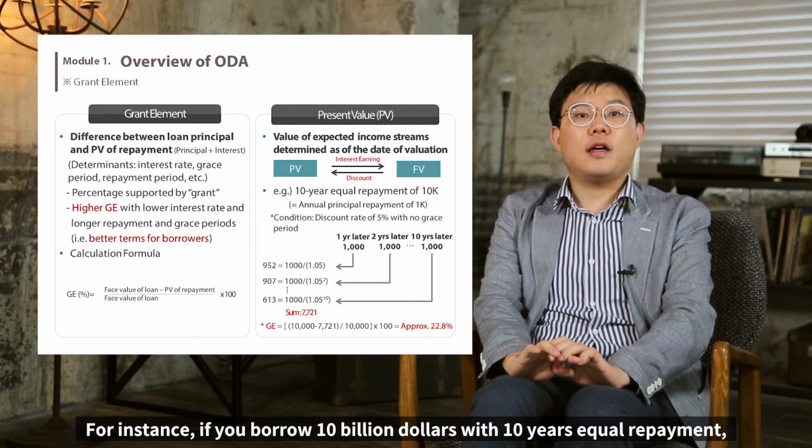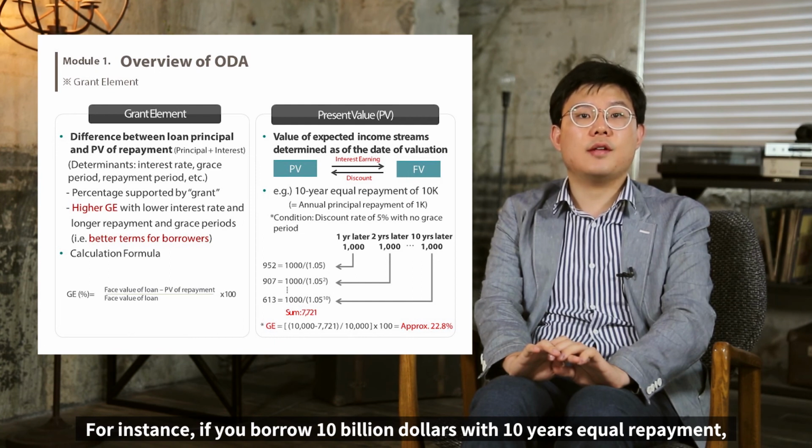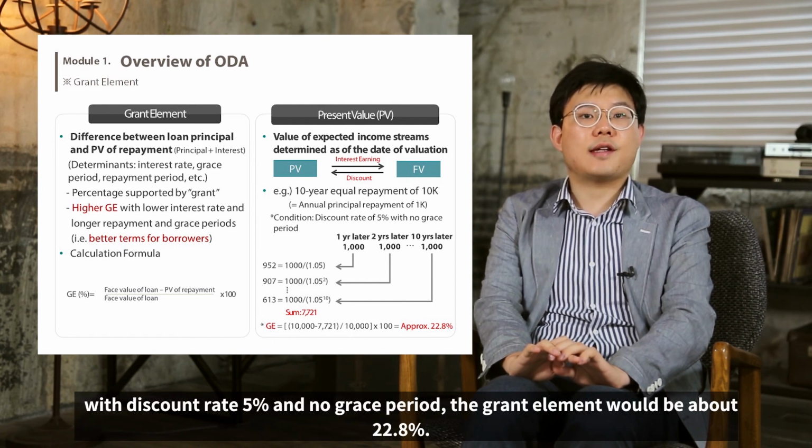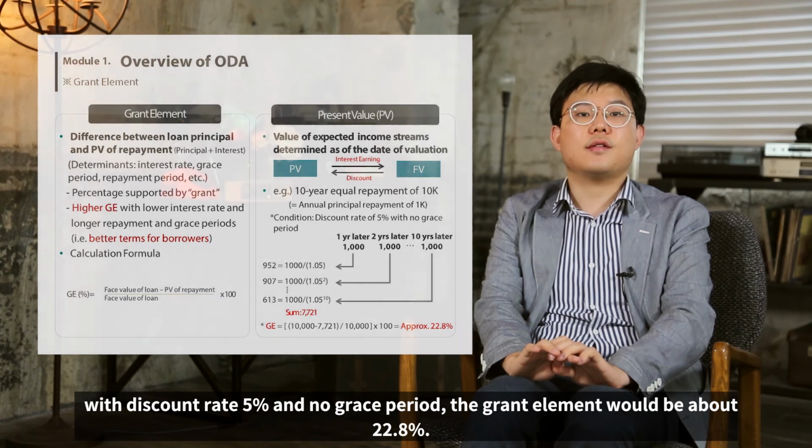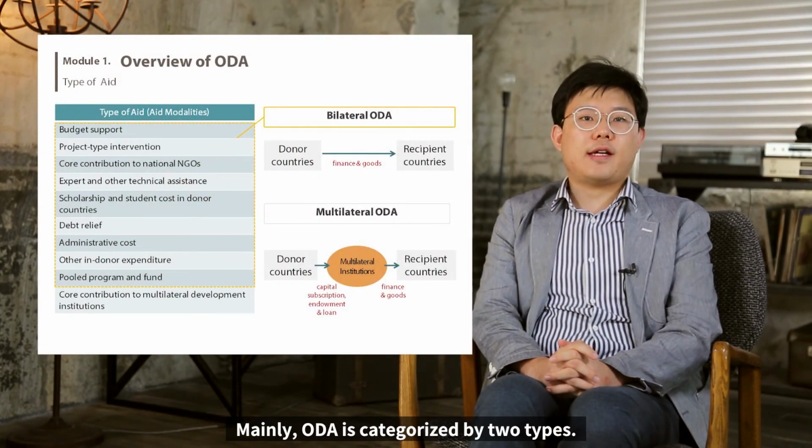For instance, if you borrow $10 billion with 10 years equal repayment, with discount rate of 5% and no grace period, the grant element would be about 22.8%. Mainly, ODA is categorized by two types.